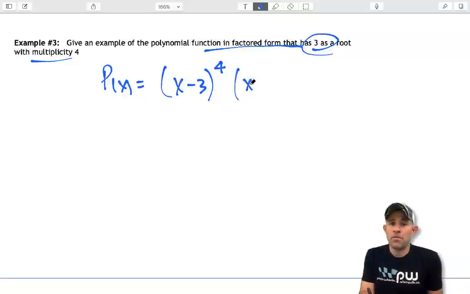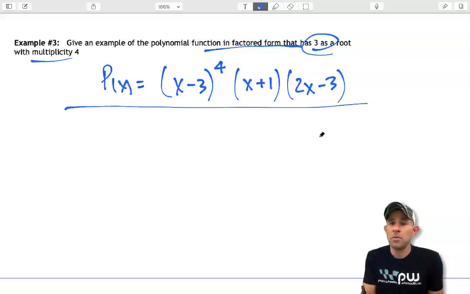And I can throw another factor in there just for fun. Let's throw in x plus 1. And then how about 2x minus 3? So here is a polynomial in factored form that has 3 as a root of multiplicity of 4.